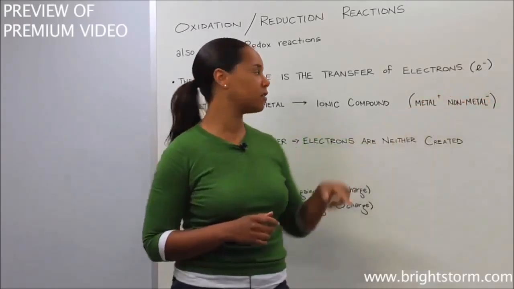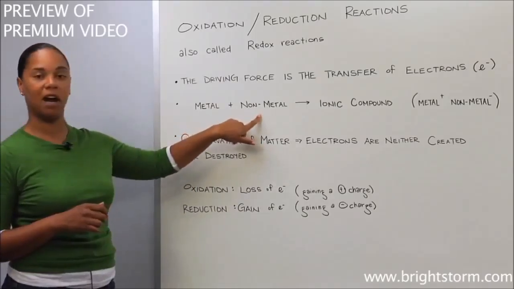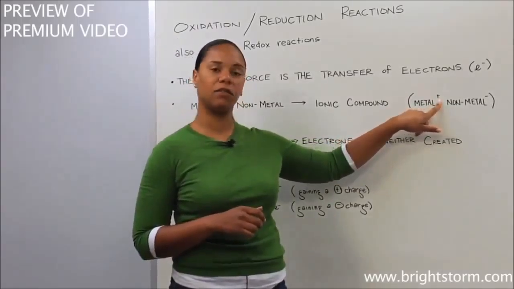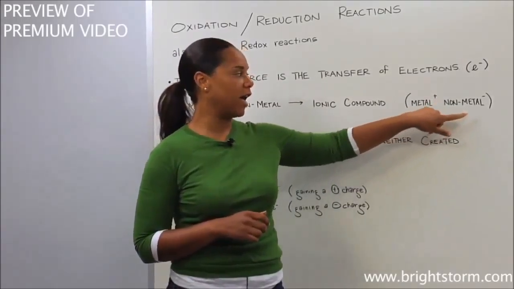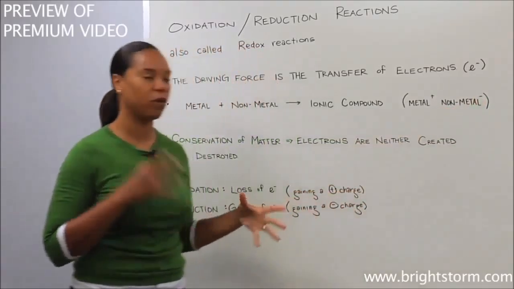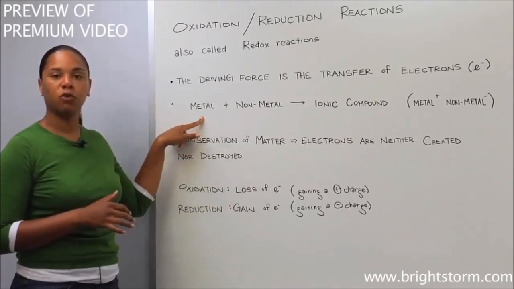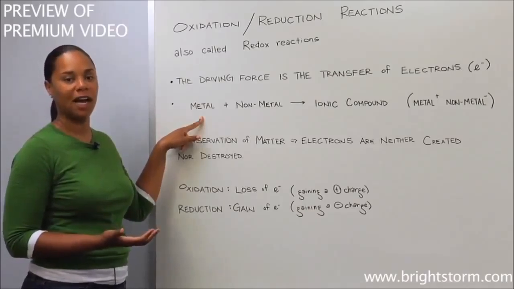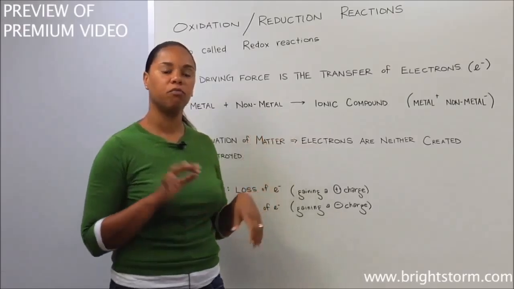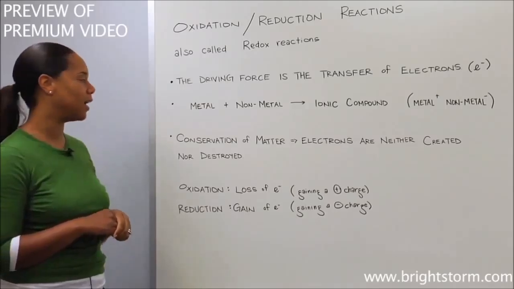So redox reactions usually occur between metals and nonmetals to form an ionic compound in which the metal becomes a positively charged ion or a cation, and the nonmetal becomes a negatively charged ion or an anion. You'll recall from your knowledge of the periodic table that metals, group 1 and group 2 elements, usually become cations, and nonmetals from the right side of the periodic table become negatively charged ions.